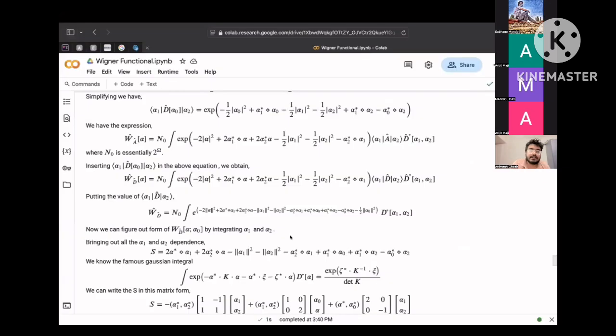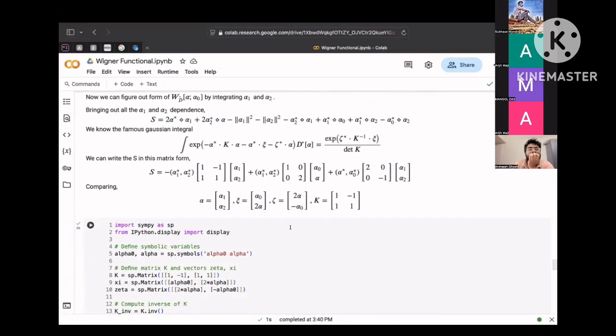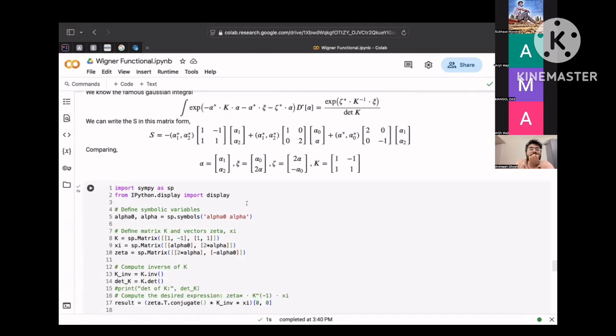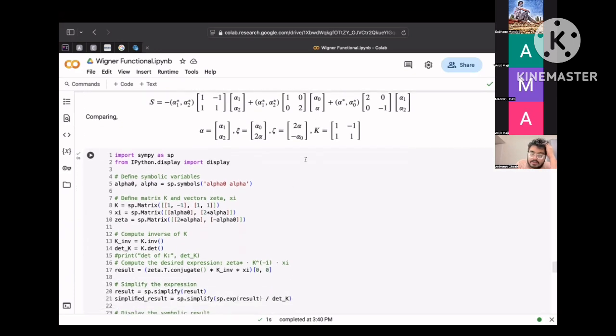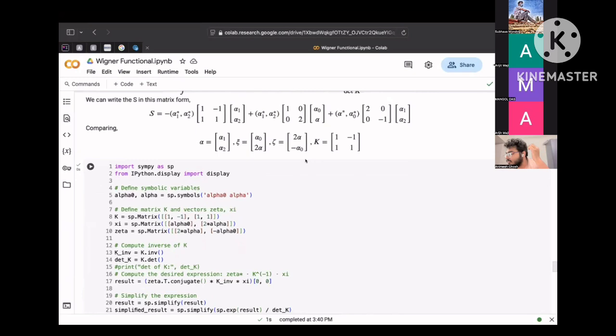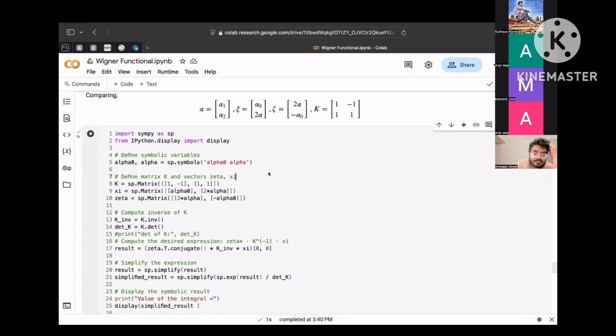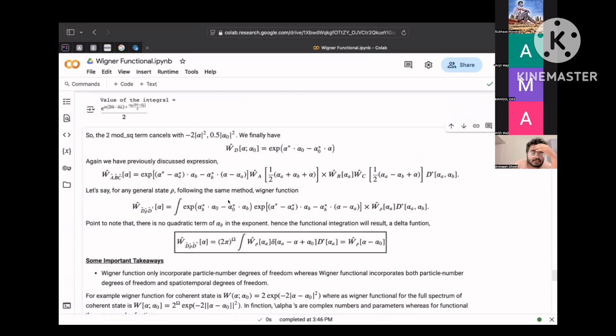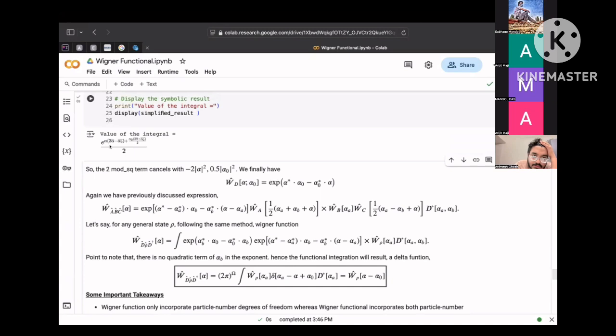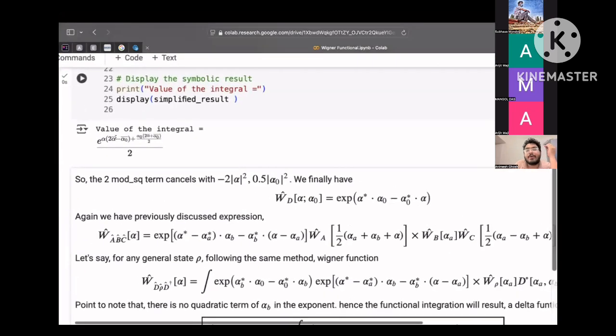If we want to do this, let's see. As we discussed earlier, we have alpha, zeta, xi, and K. Now I wrote a simple Python program that computes the exponential of zeta star K inverse zeta, and if you run the code, it gives you the value of the integral. The value of the integral gives you this. The bar essentially means the complex conjugate.